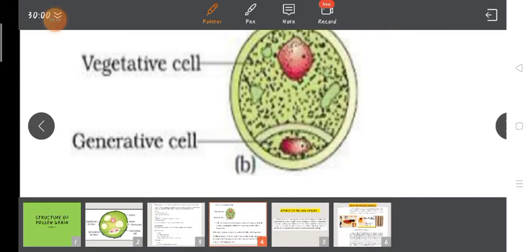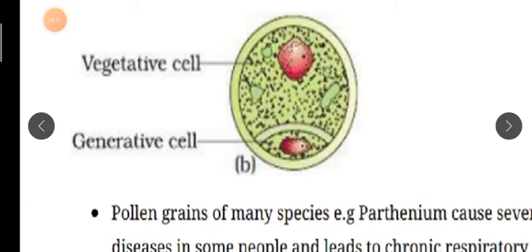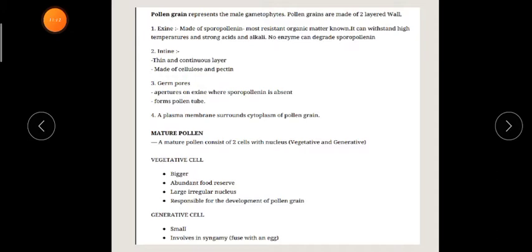So here we have seen that this generative cell participates in meeting with the egg and carrying the genes to the next generation. But the function of the vegetative cell is generally storing food, and not only storing food, it is also responsible for development of the pollen grain.